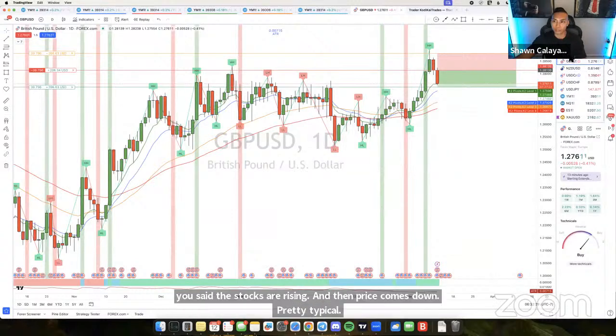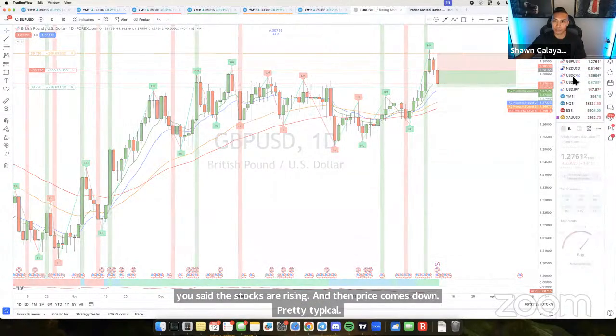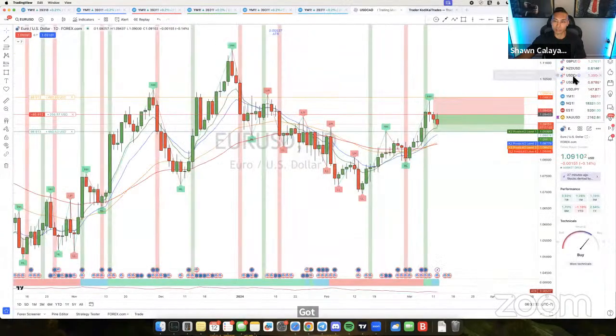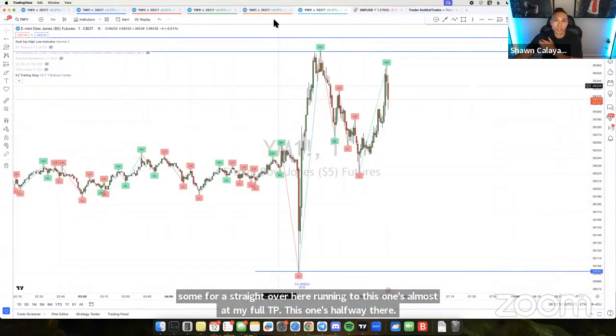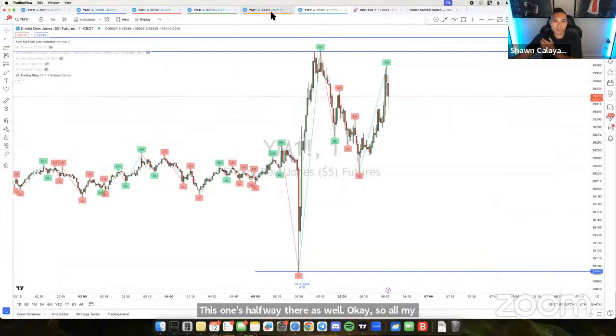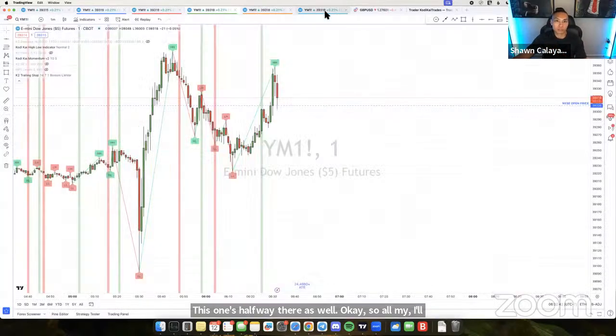I got some forex trades over here running too. This one's almost at my full TP. This one's halfway there. This one's halfway there as well. Okay, so all my trades are running cool. I'll come back and take a look at those later, but for the most part, for YM today, nothing available just yet.